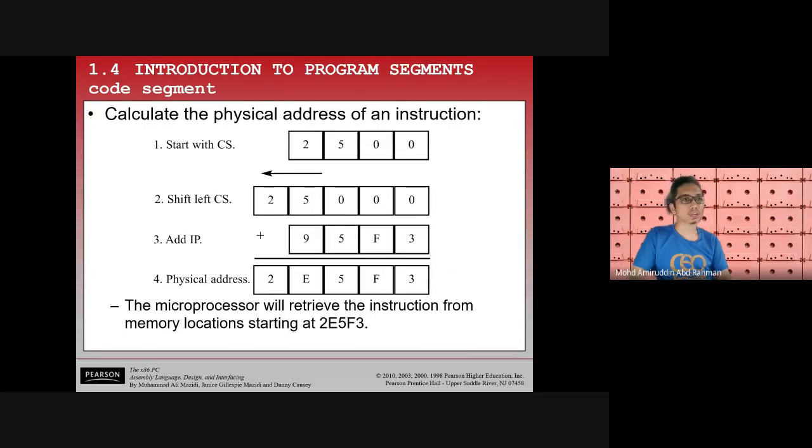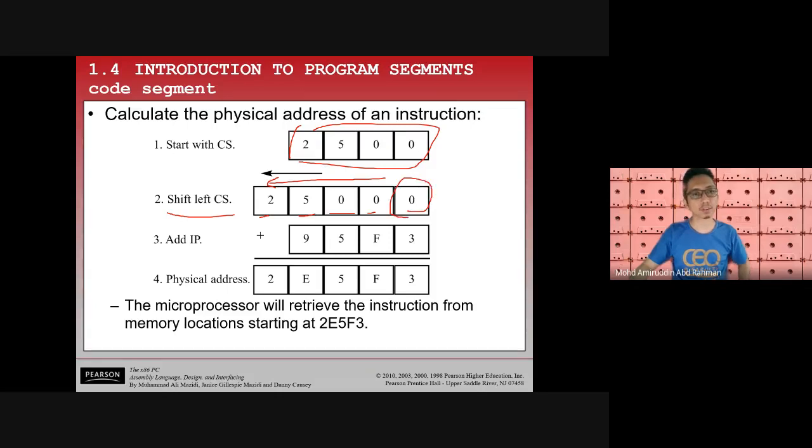Let's say we want to calculate the physical address. So we have the CS. This is how we do it. Start with the CS, we have 2500, and then we need first to shift the CS one hex digit, so it becomes 25000, adding a 0 at the back. Then we add the IP, the instruction pointer, this number, and this is the resulting physical address.